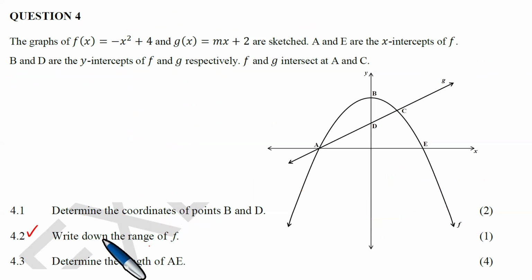Here we need to write down the range of f. We've seen the coordinates of B are 0 and 4, and the coordinates of D are 0 and 2. So write down the range of f. What is the range of f here?